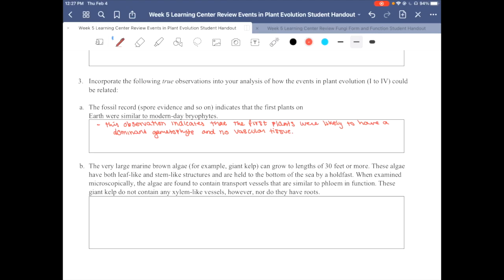Okay, so the next evidence that they're providing us is that the very large marine brown algae can grow to a length of 30 feet or more. These algae have both leaf-like and stem-like structures and are held at the bottom of the sea by a holdfast. When examined microscopically, the algae are found to contain transport vessels that are similar to phloem in function. These giant kelp do not contain any xylem-like vessels, however, nor do they have roots.